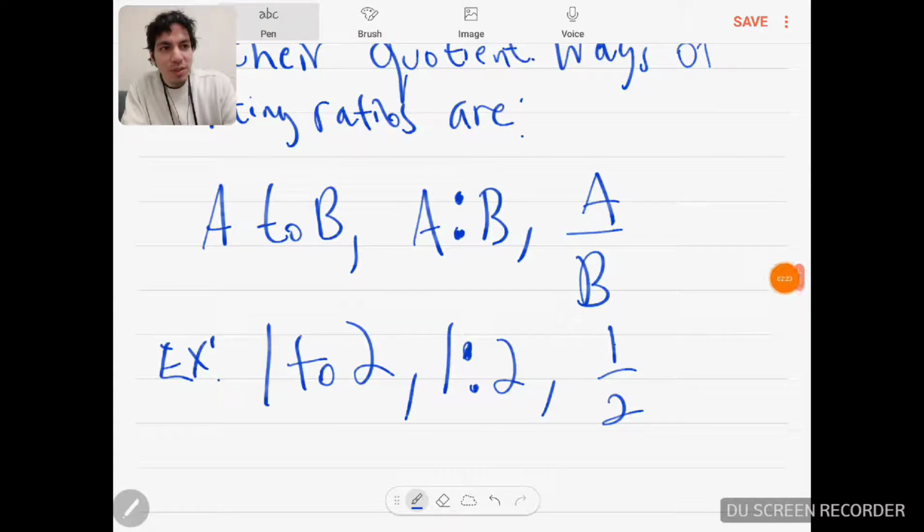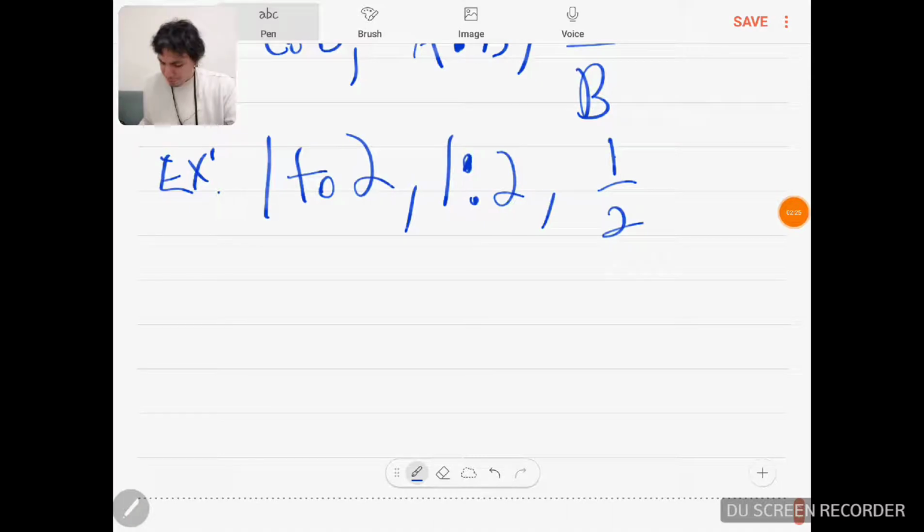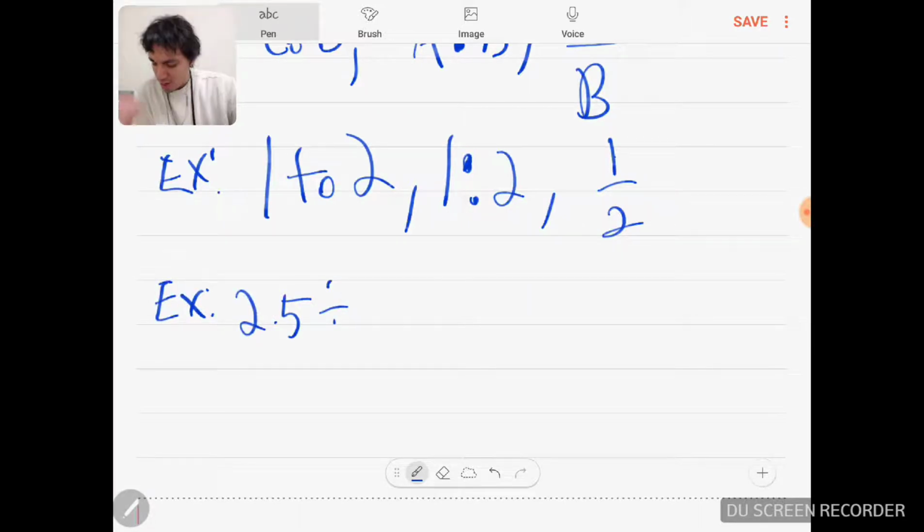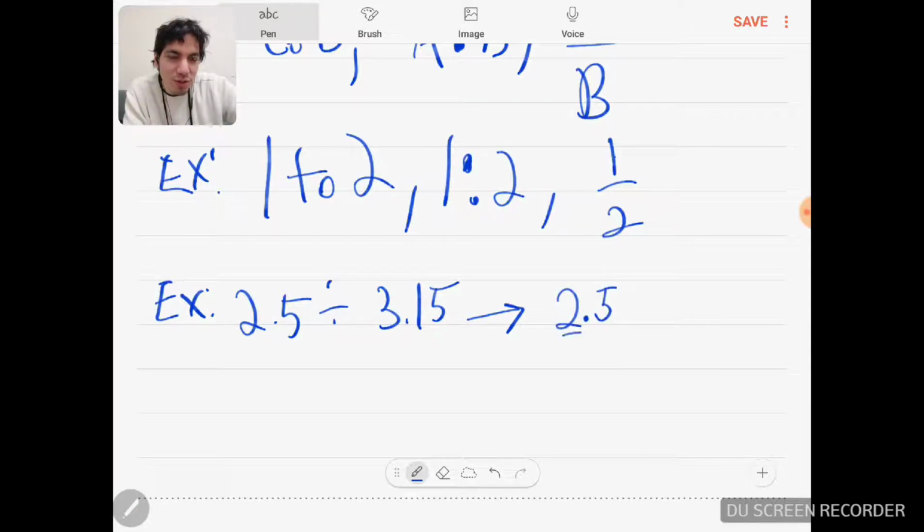So let's use a different case here. Can I write this as a ratio? Let's say I told you to divide 2.5 by 3.15. Can I write that as a ratio? And my answer to you is yes, you can. So I write this as a ratio, 2.5 over 3.15.